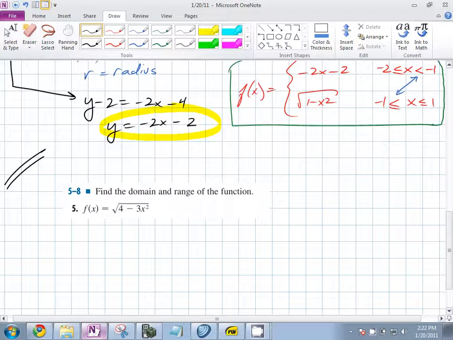Is there any division here? No. What about square rooting? Yes. So we need to make sure then that 4 minus 3x squared is what? Greater than or equal to 0. There's no division, so we don't need to worry about that. If we want to know where this is greater than or equal to 0, what do we need to find first? Raise your hand. Someone tell me here. Someone in the back. Let's go to the back row here.